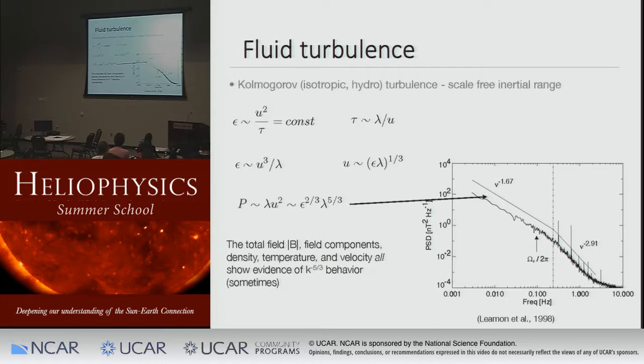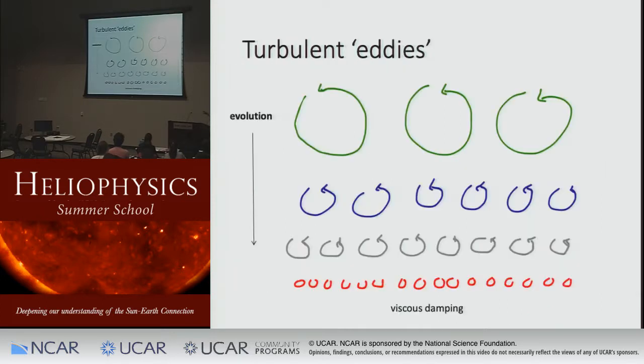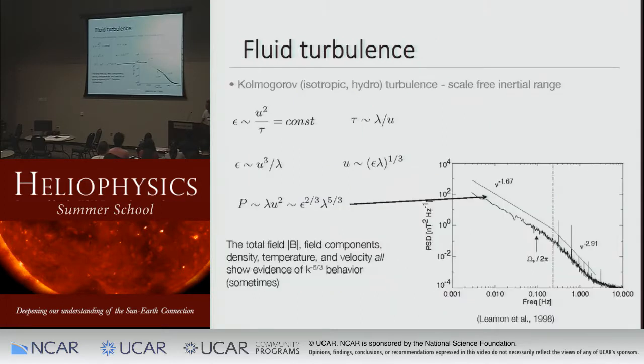Okay, and so the Kolmogorov model for this that you've probably all seen is a very simple one, but it has some powerful predictive power. This model just assumes that the energy transfer rate, so this is energy U squared over some time scale, is constant. So as the fluid evolves from this scale to that scale to that scale to that scale, the energy per unit time is a constant. In the Kolmogorov model, the only time scale you have is basically the wavelength divided by the speed. There's no other. It's isotropic. It's a simple model.